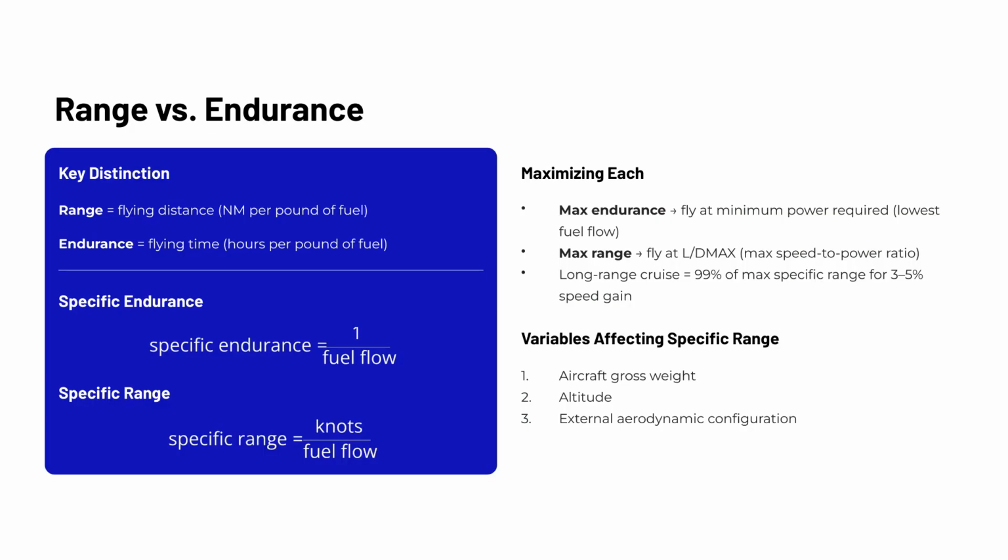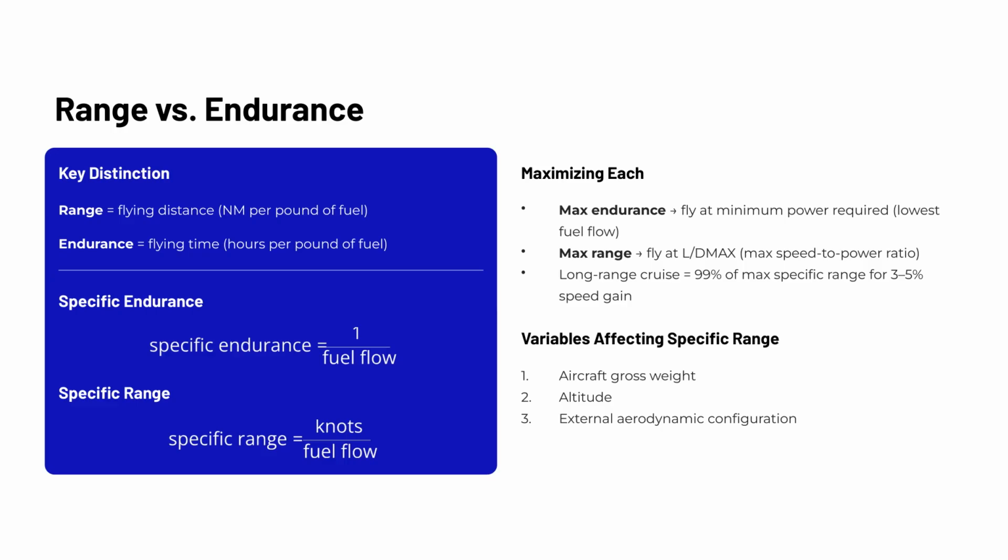Range and endurance are two distinct performance goals, and understanding the difference is essential for efficient flight planning. Range refers to the distance you can cover per pound of fuel, expressed in nautical miles per pound. Endurance, on the other hand, refers to how long you can remain airborne per pound of fuel, expressed in hours per pound. These are related but not the same, and optimizing for one does not automatically optimize for the other.